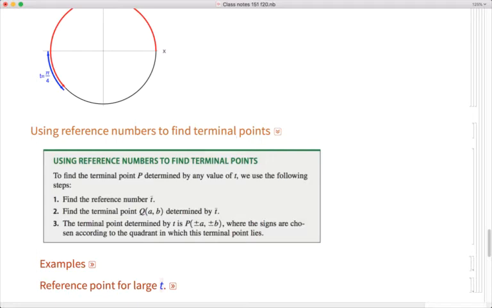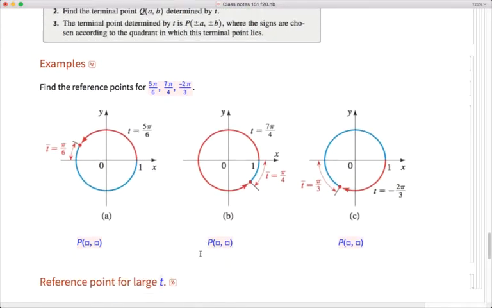And the way we're going to do it is find the reference number, find the terminal point for that reference number, t bar, and then adjust the signs, the plus and minus signs, to get the terminal point for t itself. Okay, so 3 examples here. So for 5 pi over 6, this is the value of t, and we're looking for the terminal point for 5 pi over 6. The reference number here is pi over 6. That's the remaining distance that we needed to go.